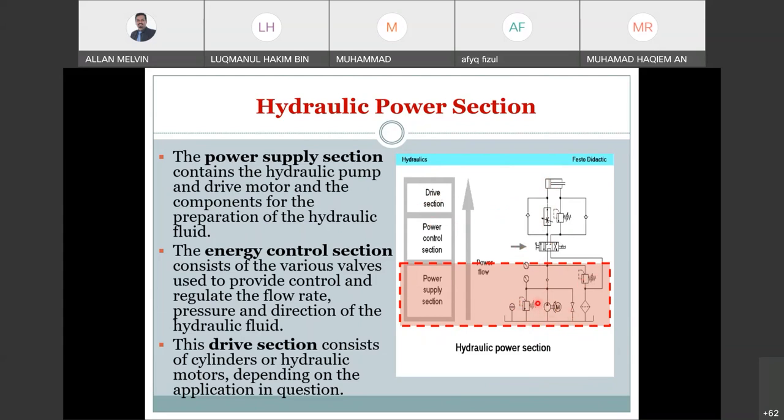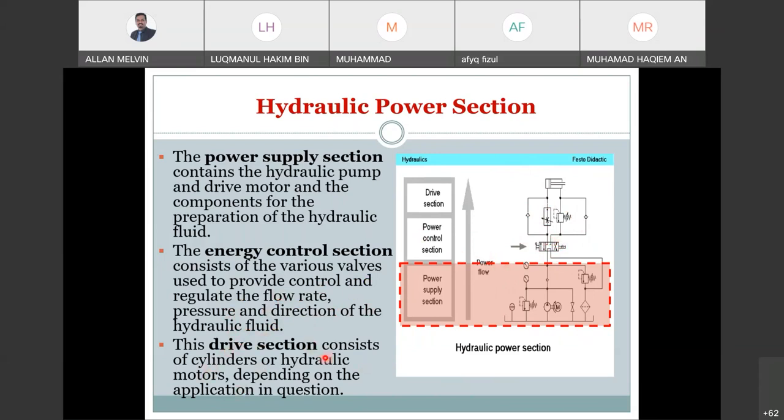So don't say, when you explain, that hydraulic uses a compressor. It is a hydraulic pump. The energy control section, the middle one, consists of various valves used to control and regulate the flow rate, pressure and direction of the hydraulic fluid. The middle part is the usual valves. So you see, it's more or less the same. It's practically like copying the first half of the subject, especially on the design side. It just has a few differences, which we will discuss later.